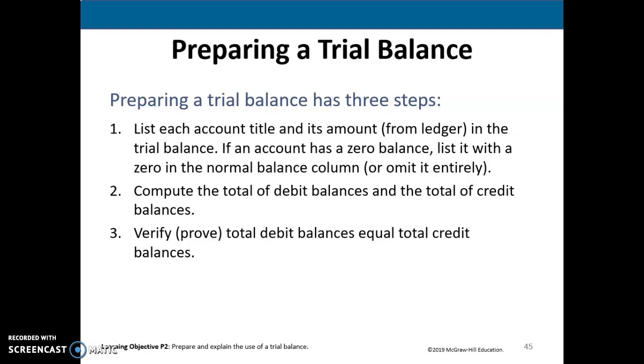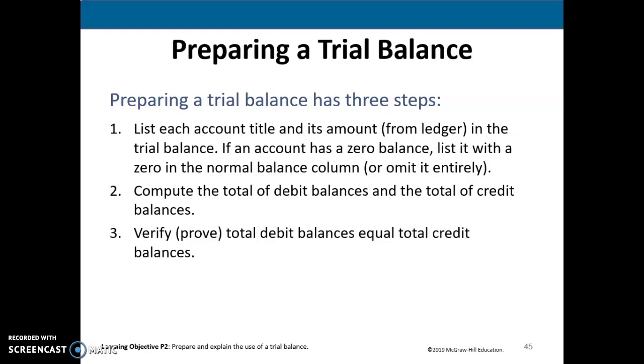If an account has a zero balance, you list it with a 0 in the normal balance column, or sometimes you might see it left out completely. We're going to compute the total of the debit balances and the total of the credit balances. This is going to verify that total debits equals total credits. That's what we want to see. The total of debit balances equals the total of credit balances for the trial balance.